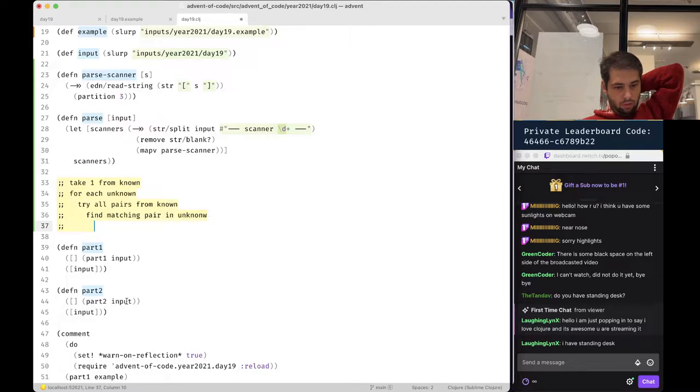Hi, I'm just popping by to say I love Clojure, and it's so awesome I'm streaming it. I have a standing desk. Yeah. Hi, and thank you. Yeah, I love Clojure as well.